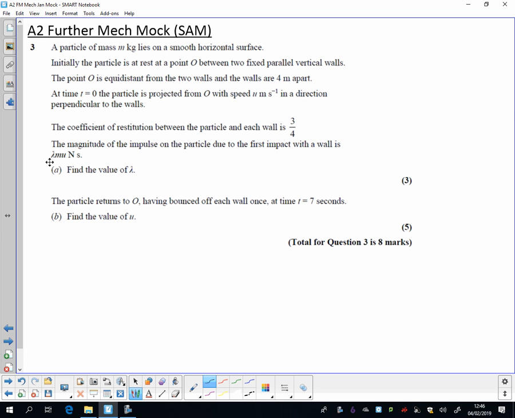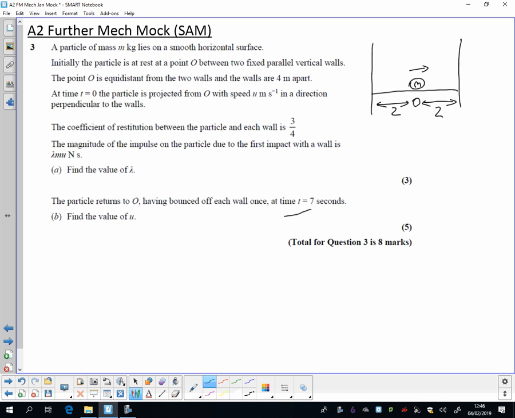Okay, so we've got a particle that's on a surface. Here's our particle. It has mass m. It's at rest at point O between two walls, and the walls are 4 meters apart. So that means it's 2 meters either side. Read this question carefully because some people got the distance wrong, which makes your answers wrong later on.